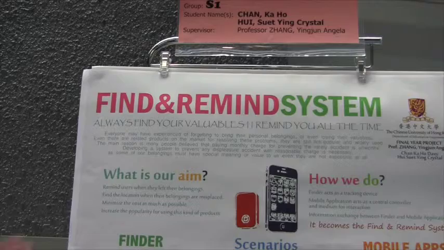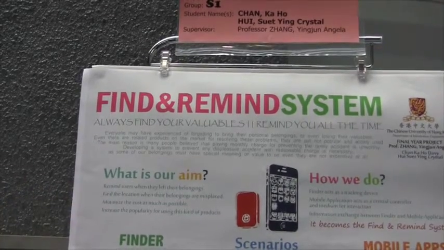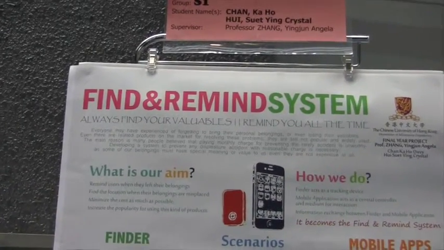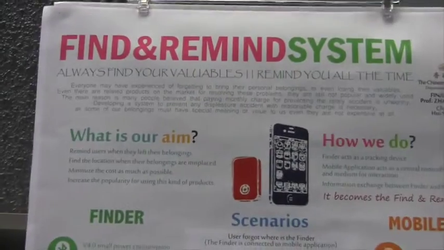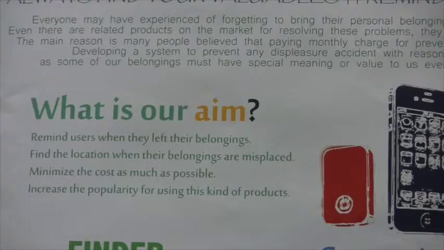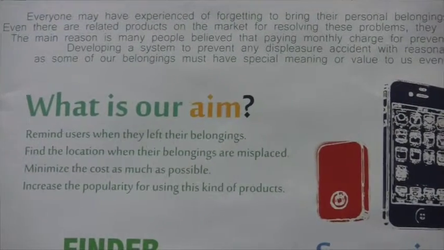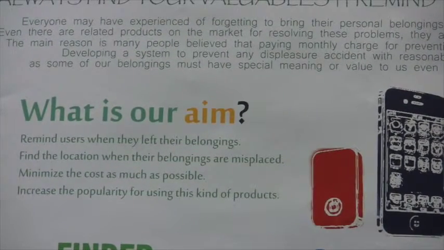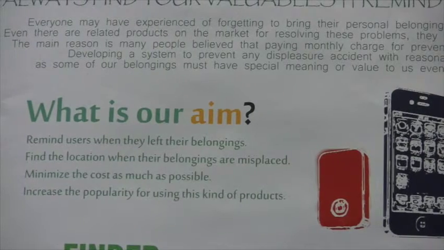And what is our aim? We have 4 aims. First of all, we would like to remind users when they leave their belongings or even when someone has stolen their belongings. And the second aim is we would like to find the location when they do not know where their belongings are.